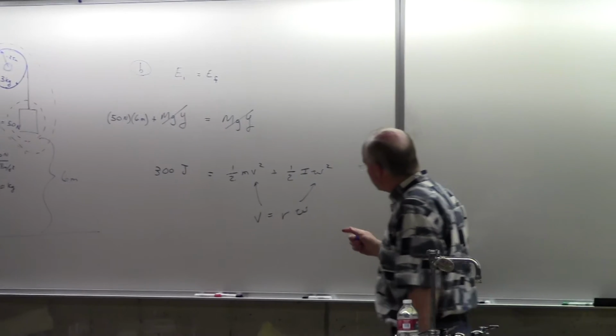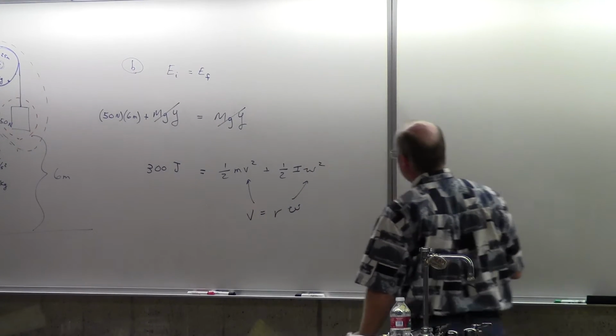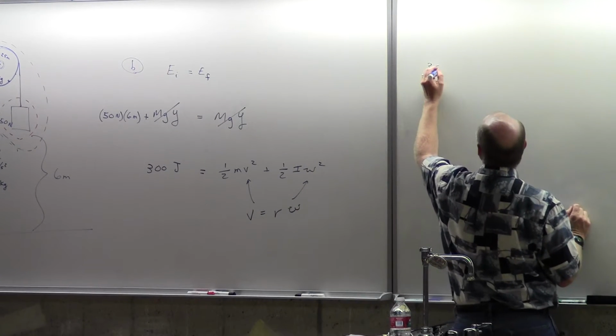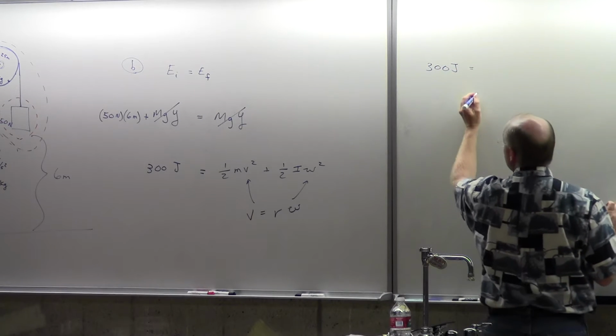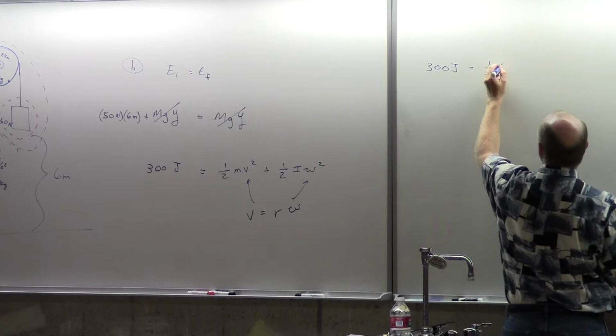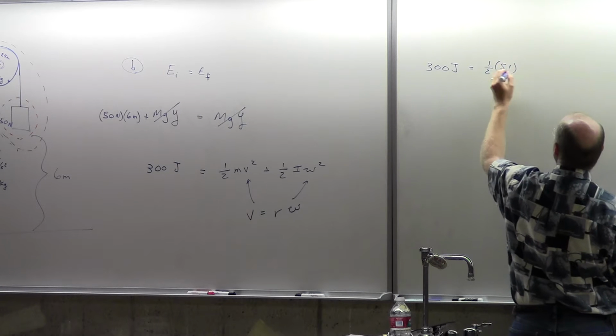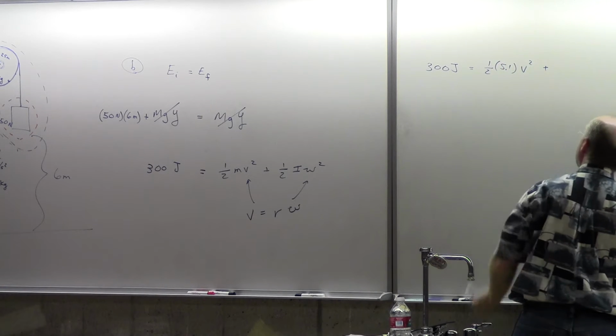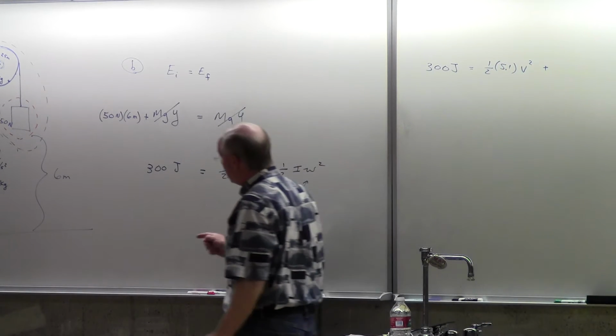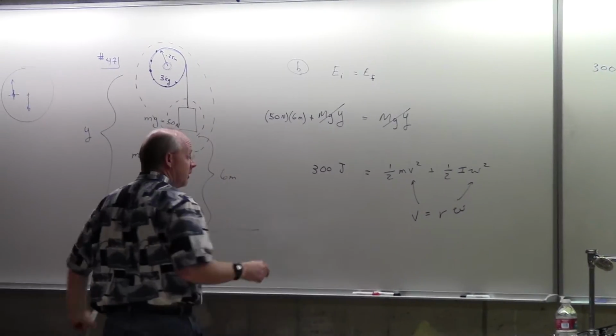And in this case, we're trying to solve for v, so let me get rid of the omega. So this is 300 joules equals 1/2, 5.1 kilograms is the mass of this weight that's hanging, as we solved earlier.